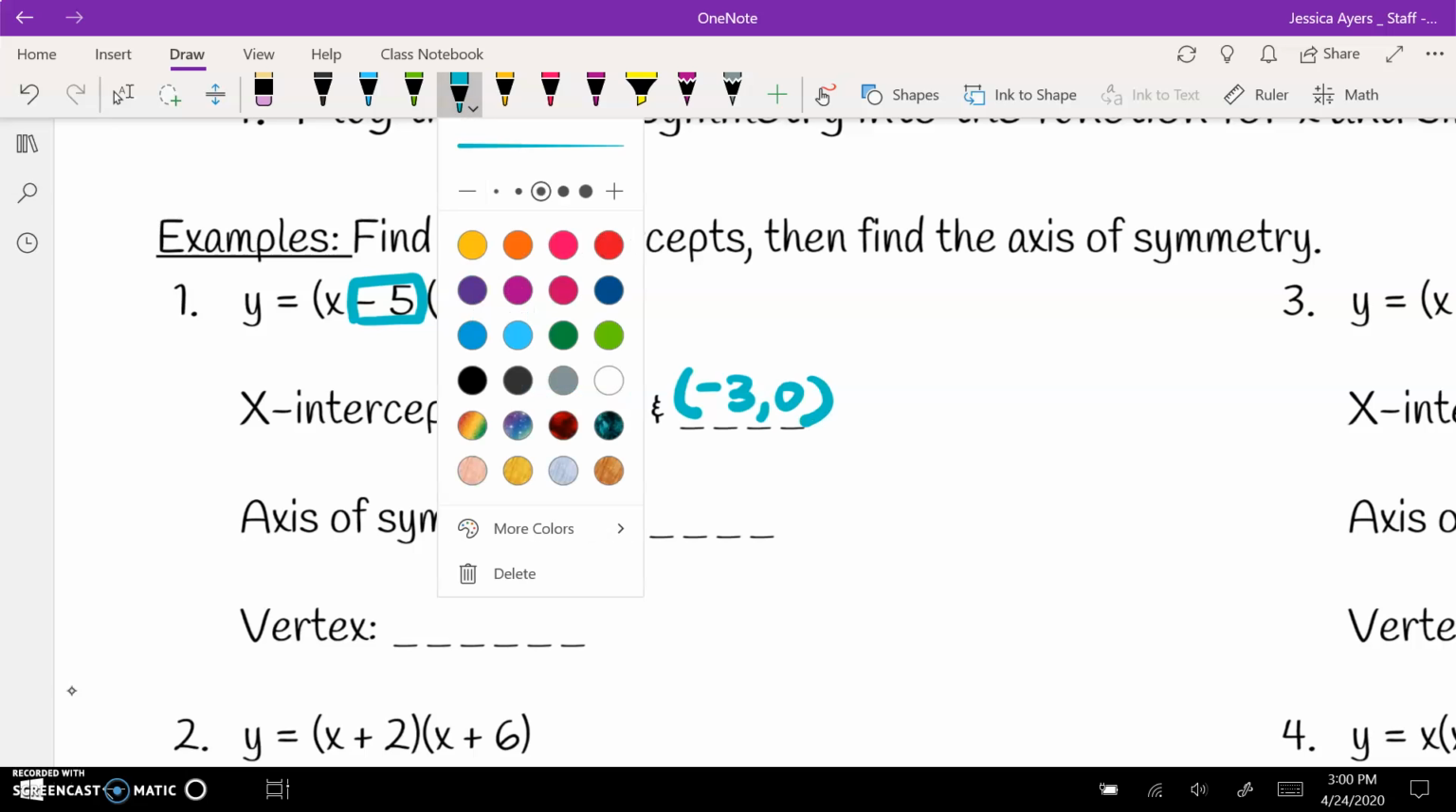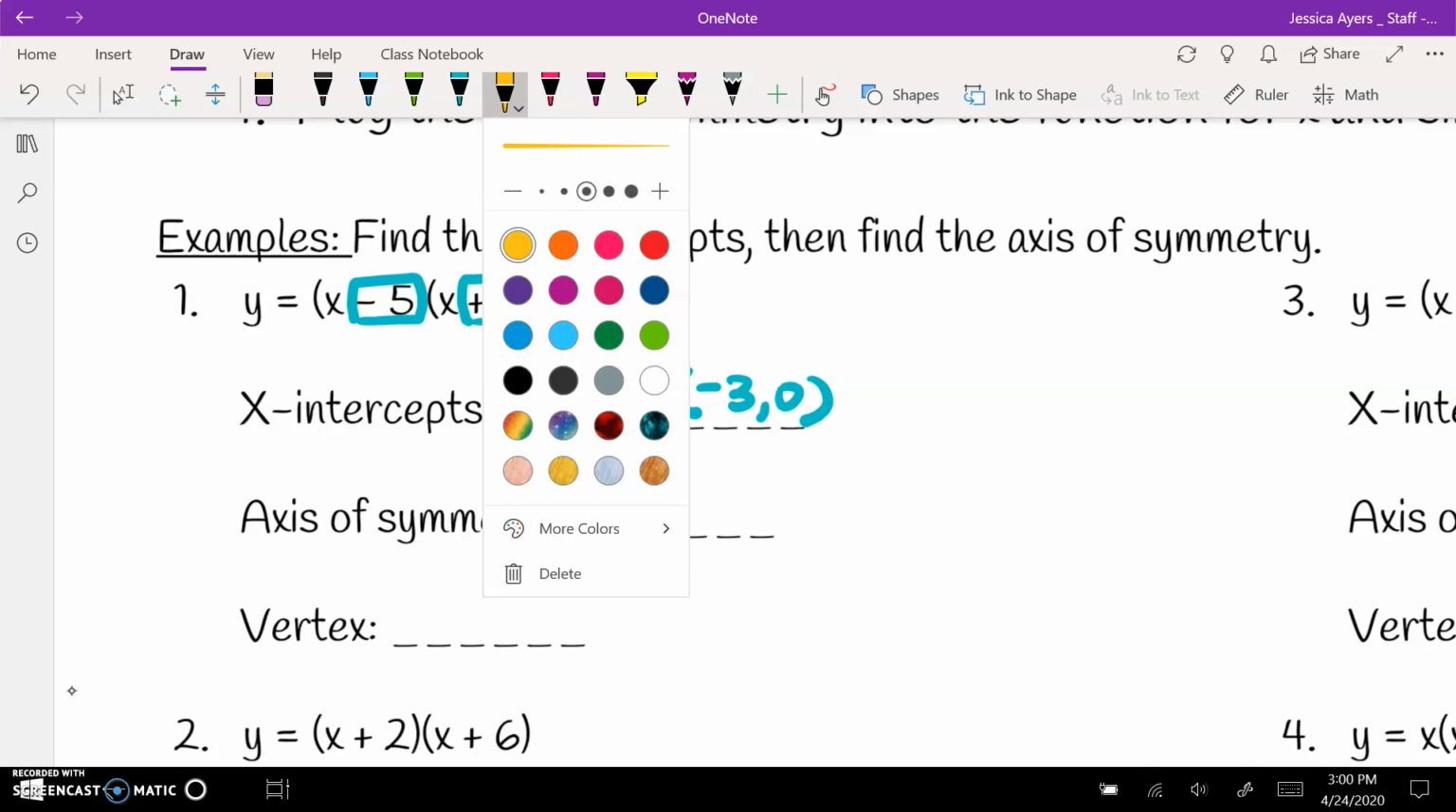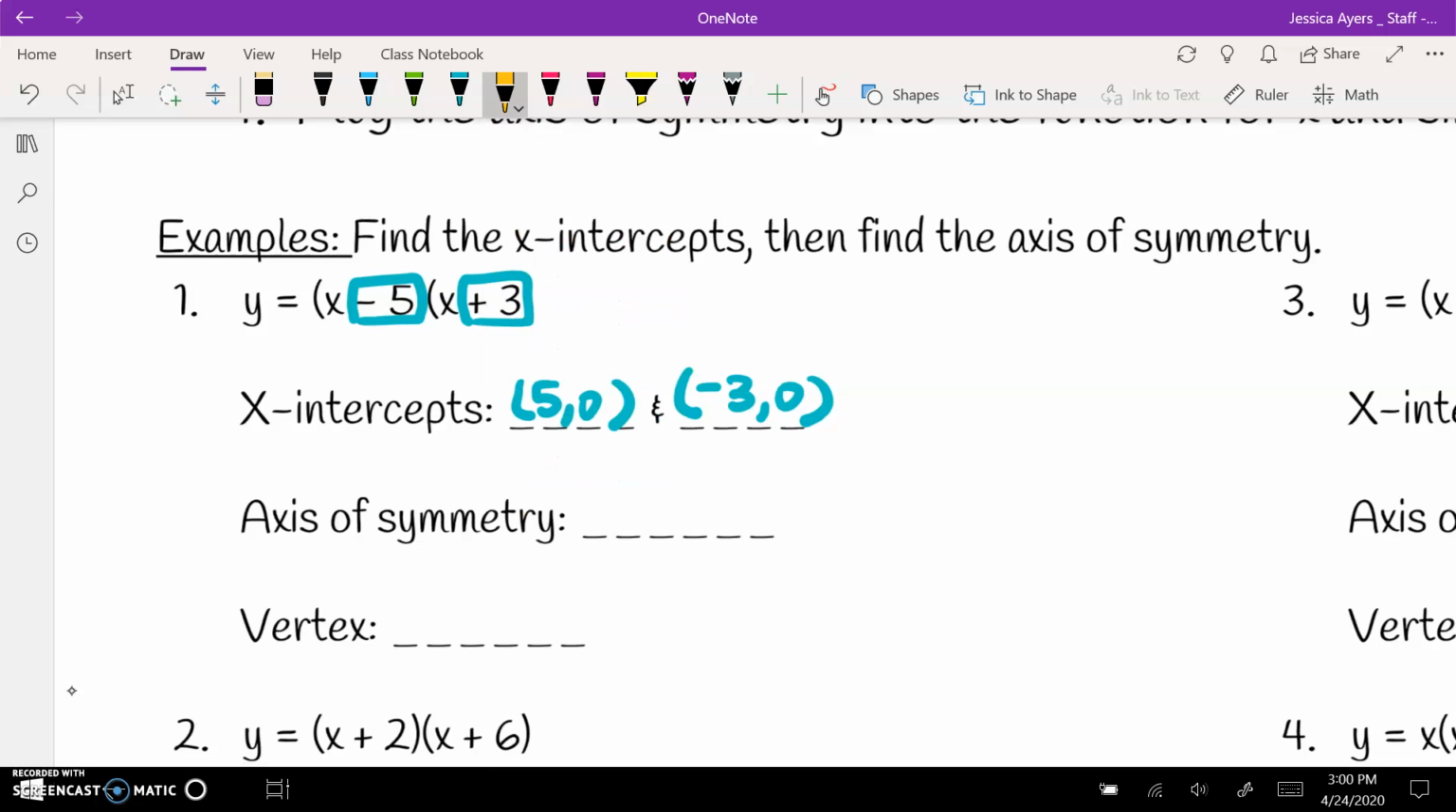To find the axis of symmetry, you're going to find the midpoint of your two x-intercepts. So we're going to do 5 plus negative 3 and divide that by 2. 5 plus negative 3 is 2. Divided by 2 will give me 1. So my axis of symmetry is x equals 1.